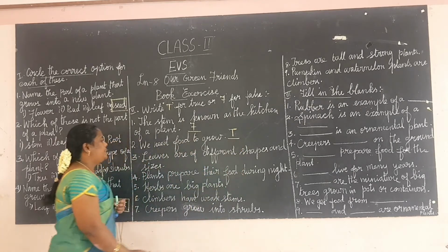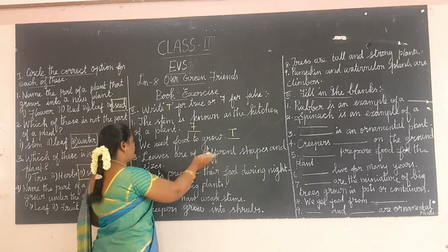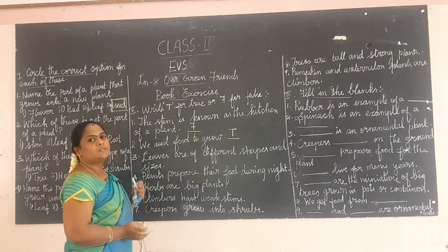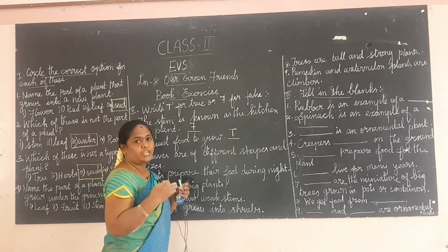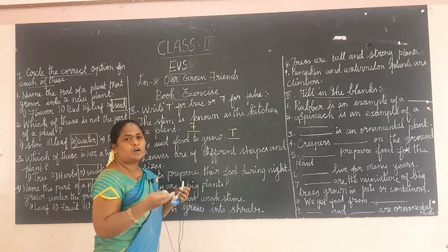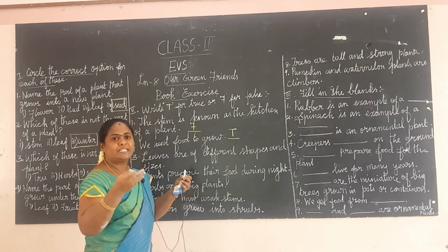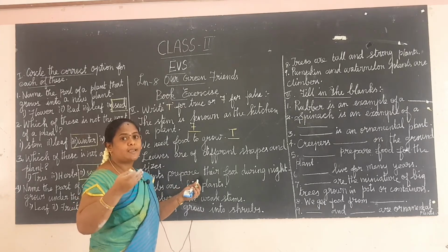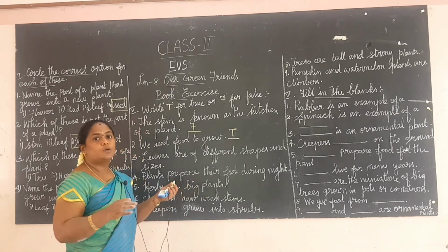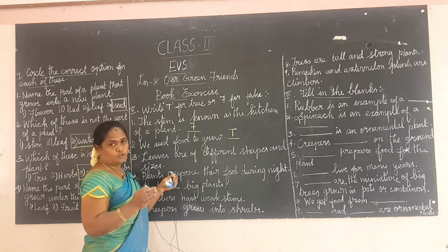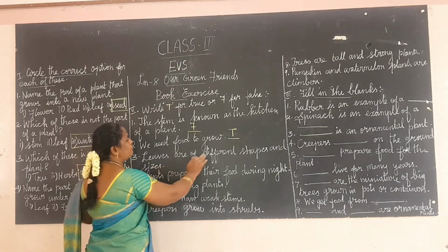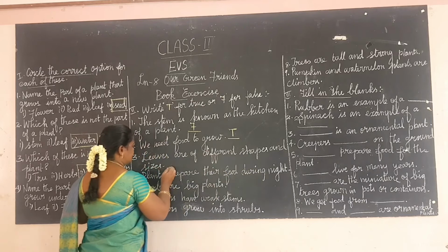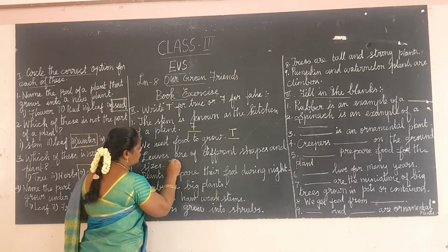Next one. Leaves are of different shapes and sizes. This is true or false? Yes, different types of plants have different types of leaves, different shapes and sizes of leaves. Okay, so this statement is true. Leaves are of different shapes and sizes. So this is also true.